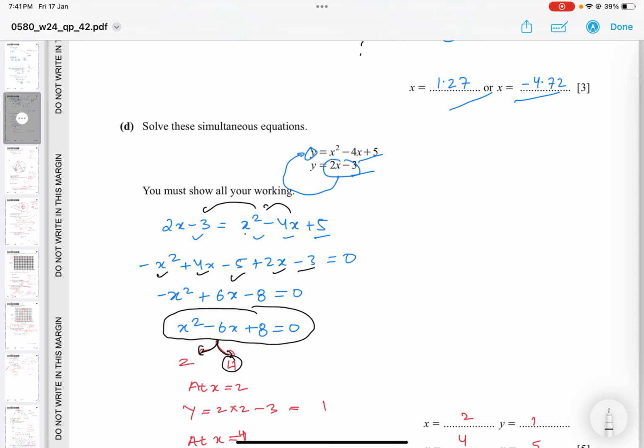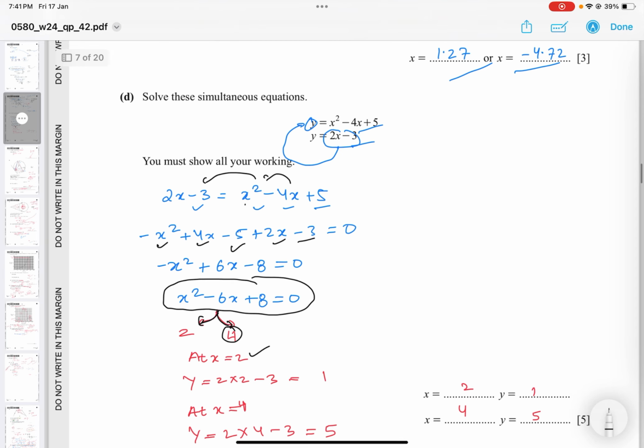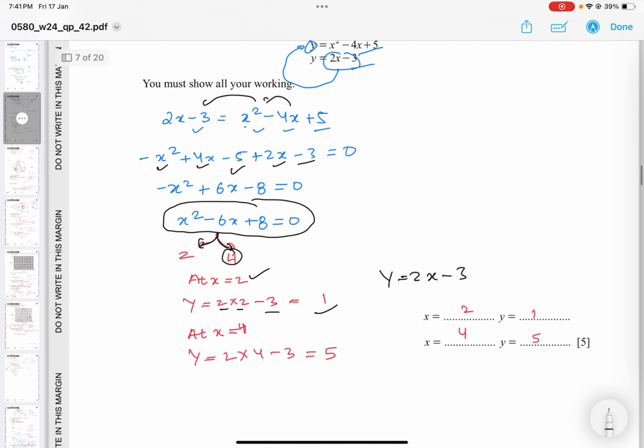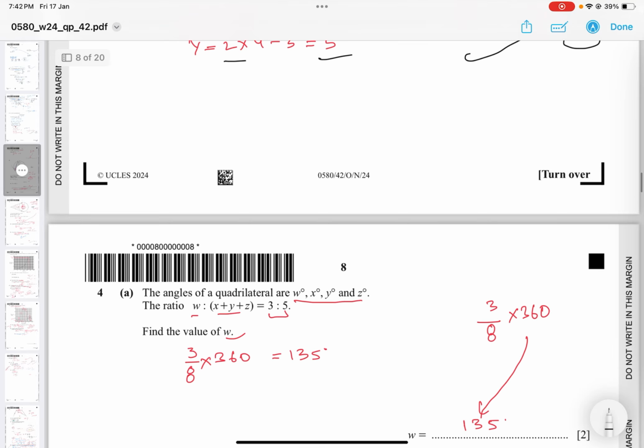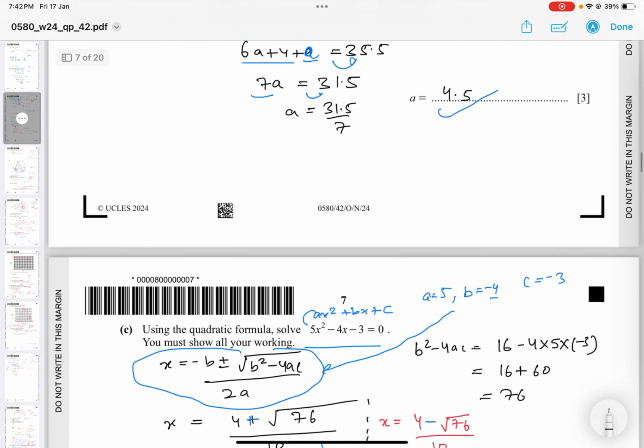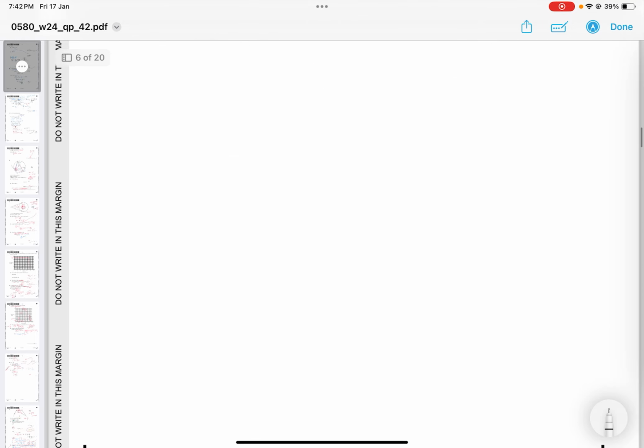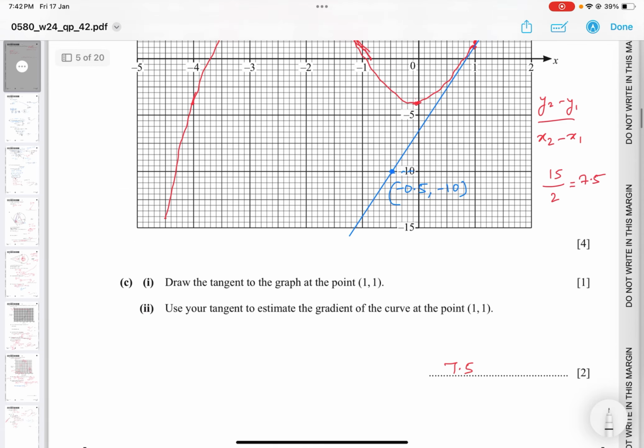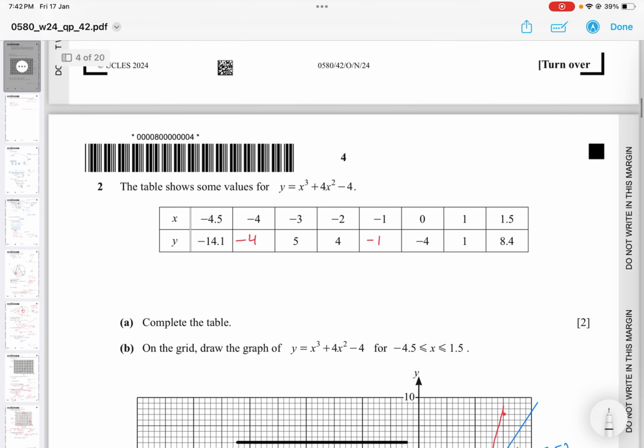Now you have to find the value of y. At x equals 2, y equals, according to this equation, 2x minus 3. y equals 2 times 2 minus 3, that is 1. At x equals 4, y equals 5. We got our answer. You got 5 marks for it. Very good. This one is also done, learners. What else do you want me to do? The next one, right? Alright, this one.